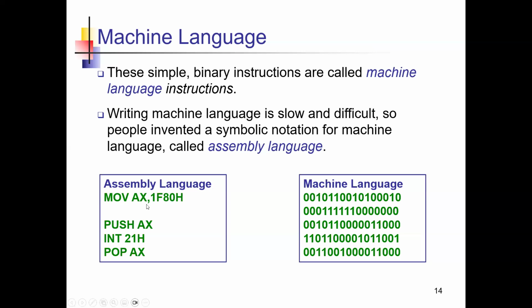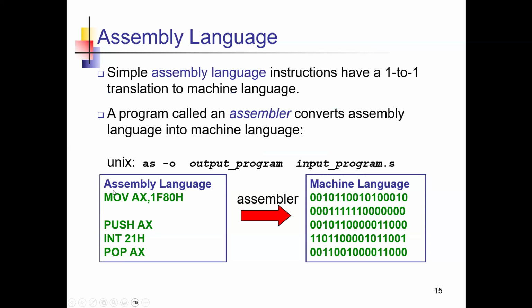So we can see assembly language here looks a little bit familiar to us. We are seeing English letters. So MOV means to move. And we may have AX, maybe a register name or accumulator, etc., or a constant or variable. POP means remove, etc. So we need an assembler that will convert this language. We can see the assembler will convert the assembly language to machine language. So we say simple assembly language instructions have a one-to-one translation to machine language. So a program called an assembler converts assembly language into machine language.